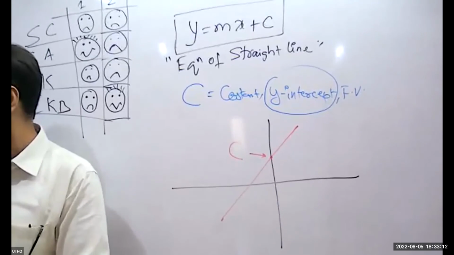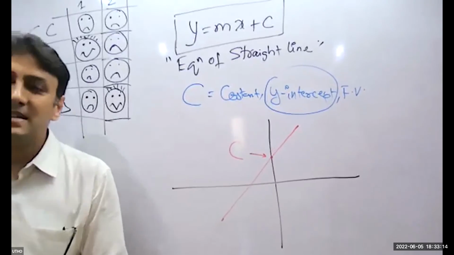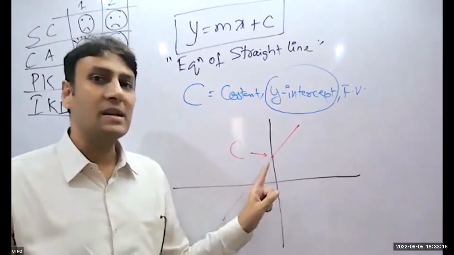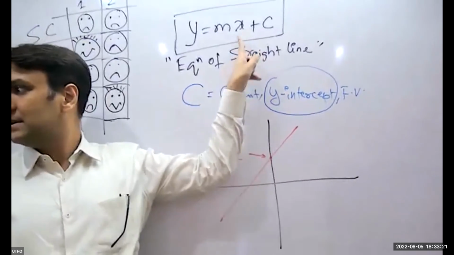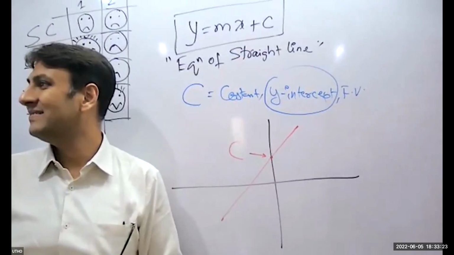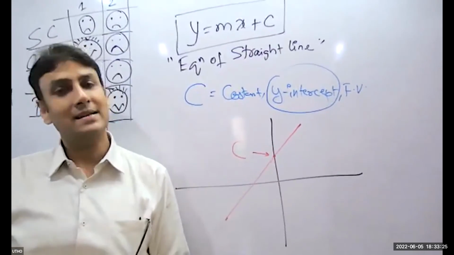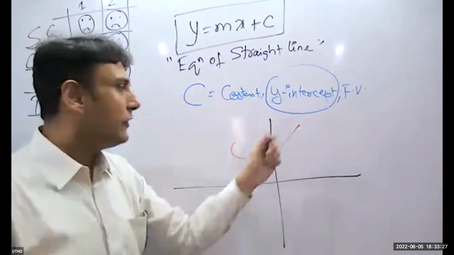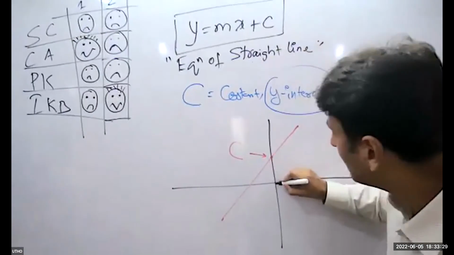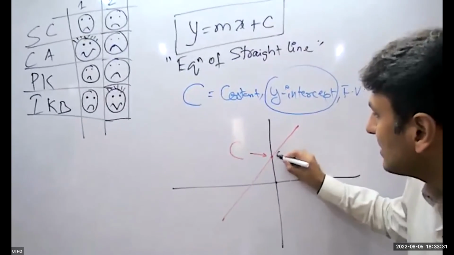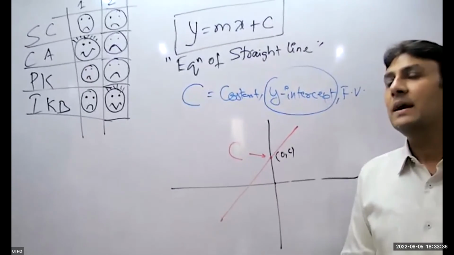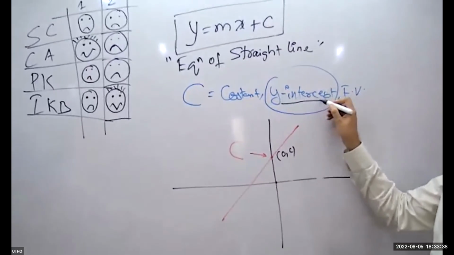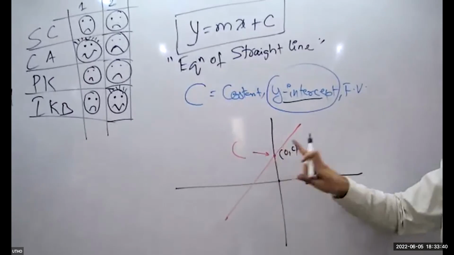Here x is 0. है ना? जहां भी ये line y-axis को कट करेगा, वहां x 0 होता है. Put x equal to 0 here, y will be equal to C. Correct. That is self-explanatory. So C is the fixed cost. Your starting value. When x is 0, तो इसका coordinate point क्या होगा? 0, C. Y is equal to C. Hence, it is called as y-intercept, line intersecting at y-intercept.